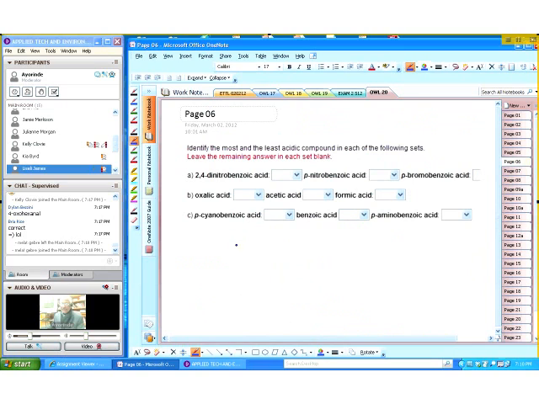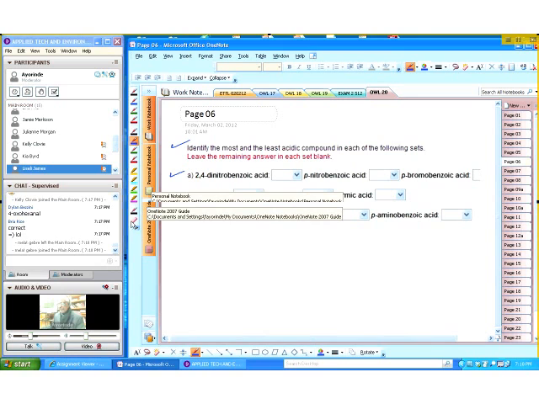Okay, how about this one here? Kia, is your mic working? If your mic is working, can you read it for us? Identify the most and the least acidic compound in each of the following sets. Okay, very good. Identify the most and the least acidic compound in each of the following sets of molecules. Okay, so let us try A first.